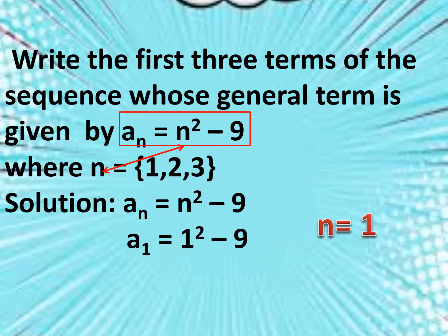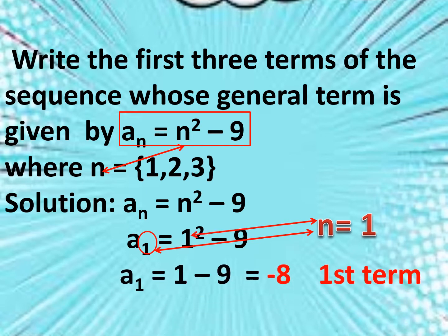So you have to substitute the value of n by 1. So a sub n will become a sub 1 is equal to 1 squared minus 9. And after substituting the value, you have to simplify. So 1 squared is 1. So a sub 1 is equal to 1 minus 9 equals negative 8. Our first term.